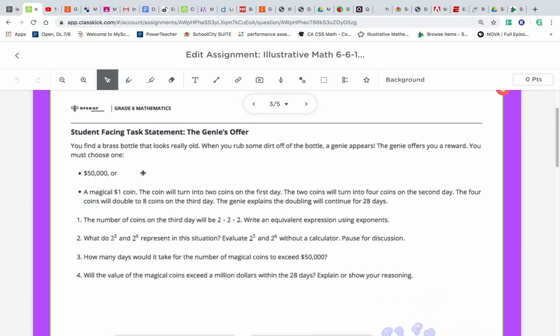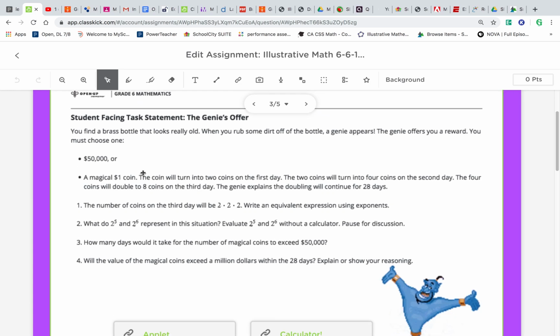So many of you might think it might be better just to take $50,000, right? Because that's a lot of money. So we're going to explain how this works. So here's how it works.